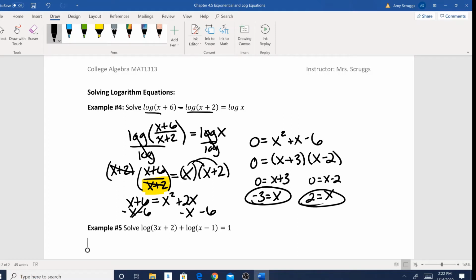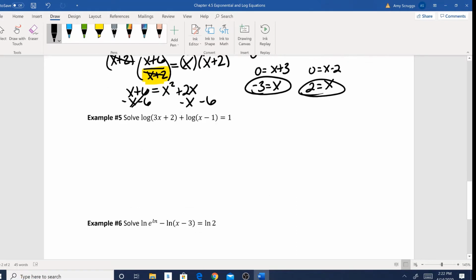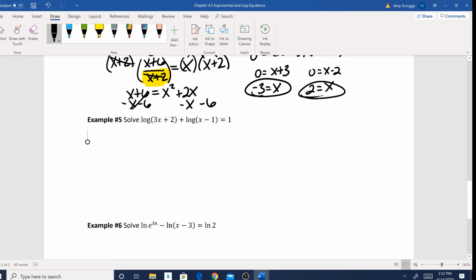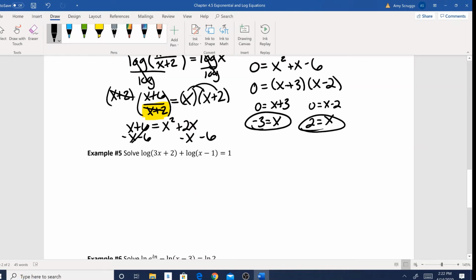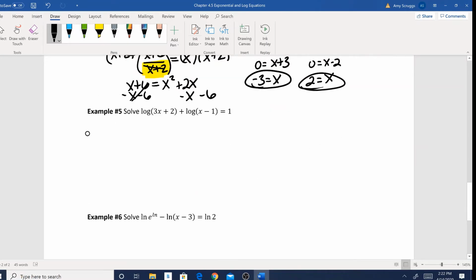There we go. But in this case, we got a positive 2, so we are good to go. All right, let's take a look here at our second problem. This one to me is actually maybe a little bit easier because you only have a logarithm on one side to deal with. So we really just need to condense everything over here on the left.